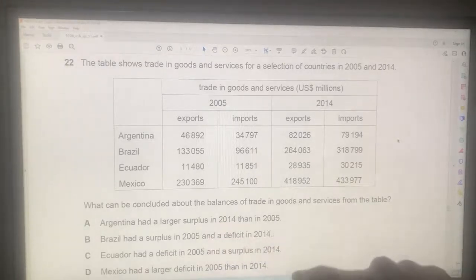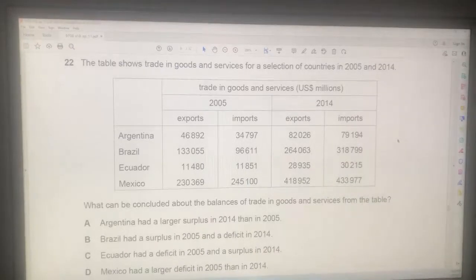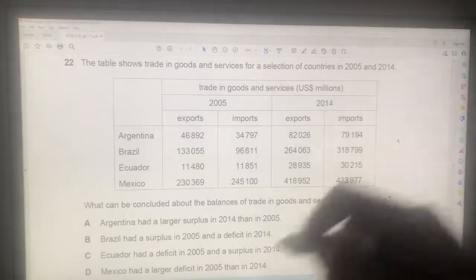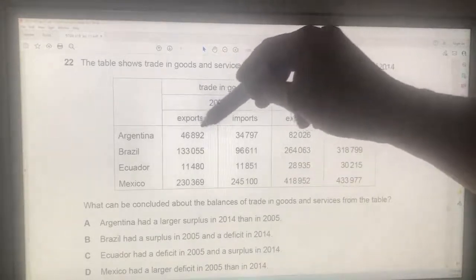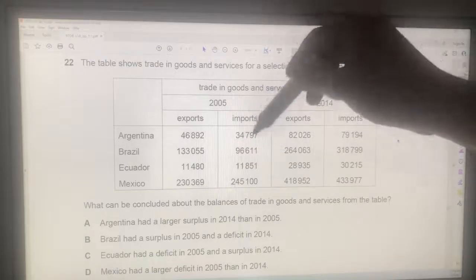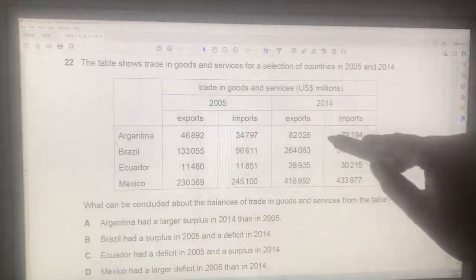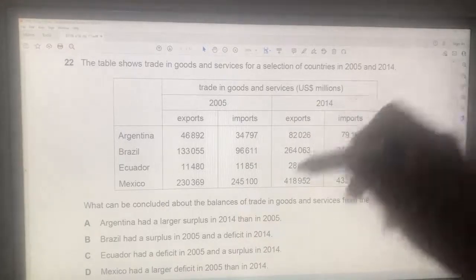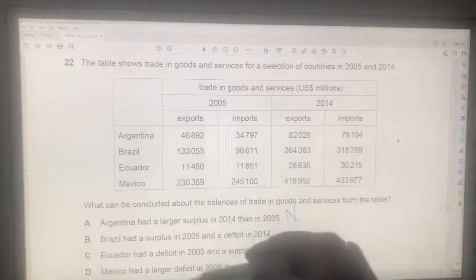A says Argentina had a larger surplus in 2014 than in 2005. Let's see. Argentina had a larger surplus. They had a surplus of about 12,000 in 2005. And wow, there's only a surplus of about 3,000 in 2014, so no.